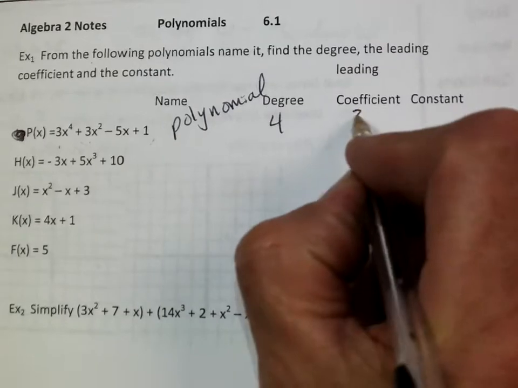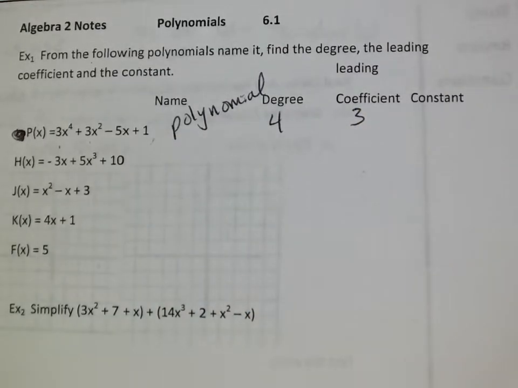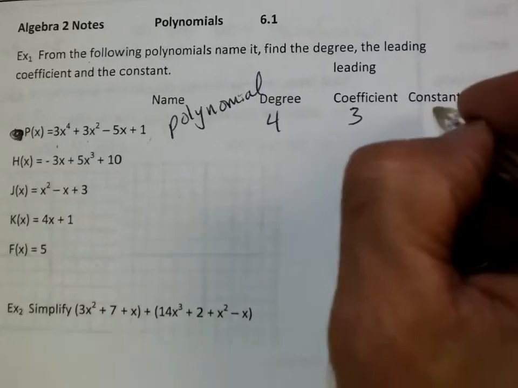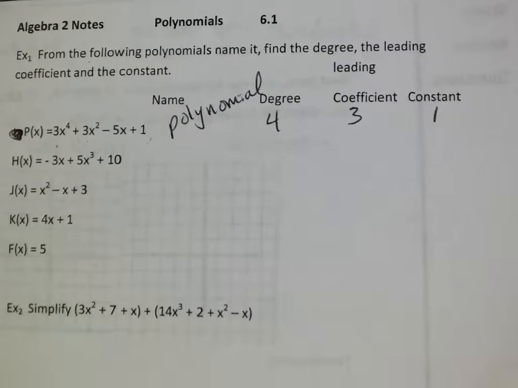Now the constant is a number without x. It stays constant. It doesn't have a variable. So what's the number without an x? 1. That's it. So the constant is a number without a variable. It does not vary. It stays constant. That makes sense, doesn't it?